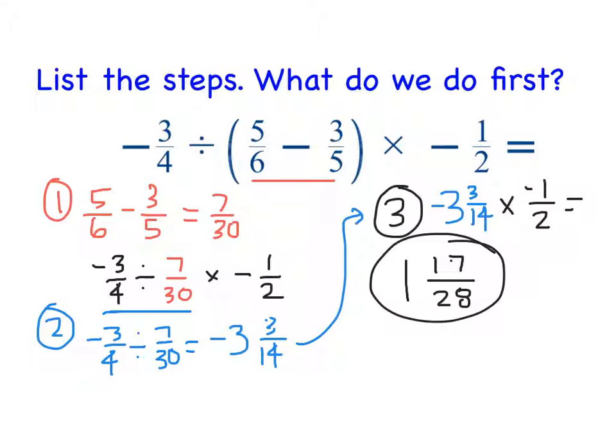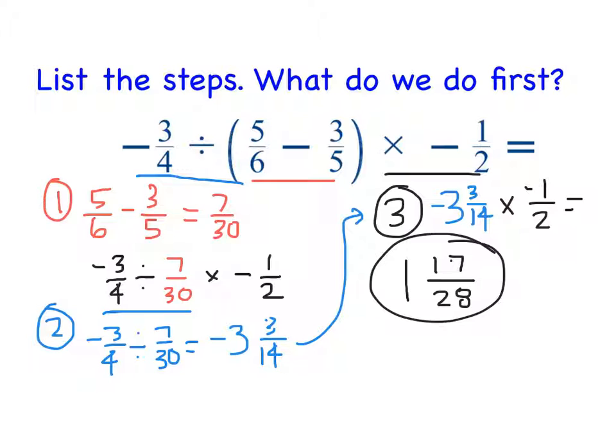All right, so here's my evidence. My first step in red was computing inside the parentheses. My second step in blue was computing the division. And then my third step in black was computing the multiplication. And this is what I got for my final answer, 1 17/28.